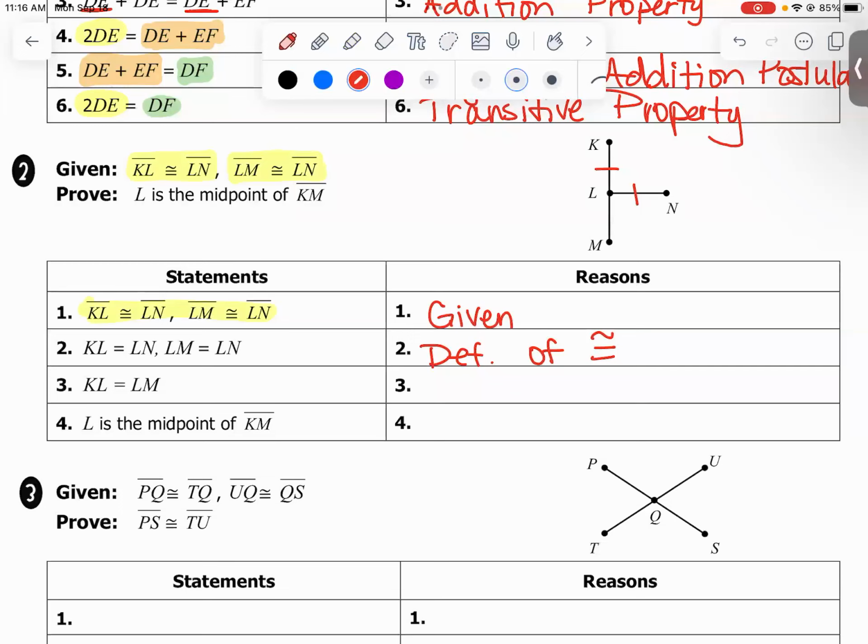Okay, then what happens from step 2 to step 3? I have KL equals LN, and I have LM. It's not the transitive property. It's not subtraction because... So it's almost, honestly, if you put the transitive property, I'm probably not going to count you wrong.